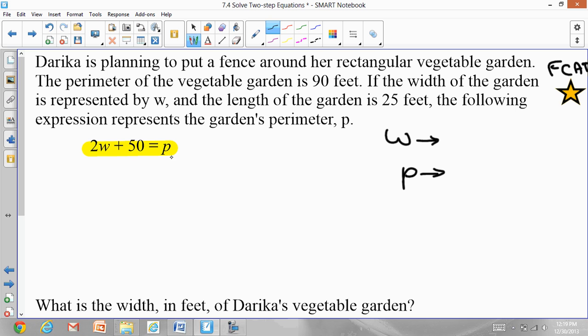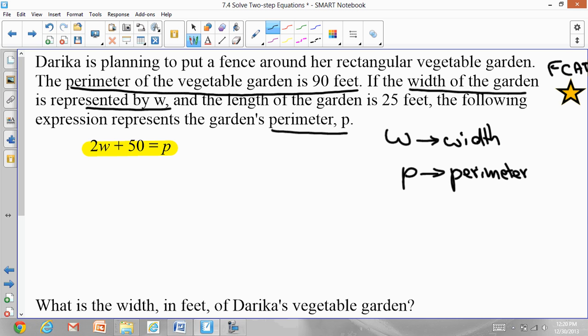So let's go back to the question. So the width of the garden is represented by w. So w stands for the width. And let's find p. So they're talking about the perimeter p. So p stands for the perimeter. Now let's see what information is given to you. The perimeter of the vegetable garden is 90 feet. So they have given me what P is. P is 90. They're asking me what is the width.